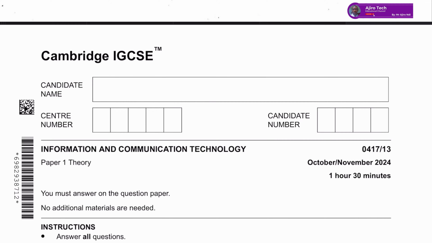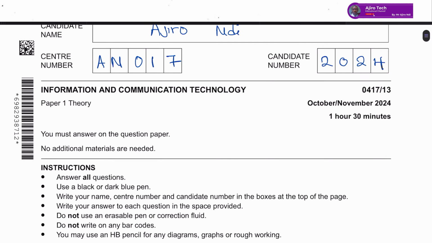Let me be a good student and begin by writing my candidate name. Joe and D. Good. My center number is AN017. Candidate number is 2024.